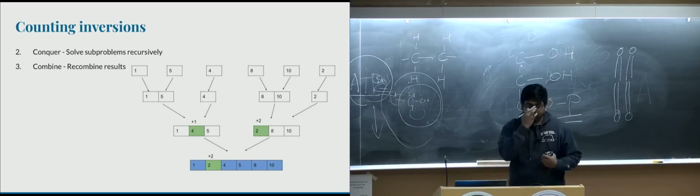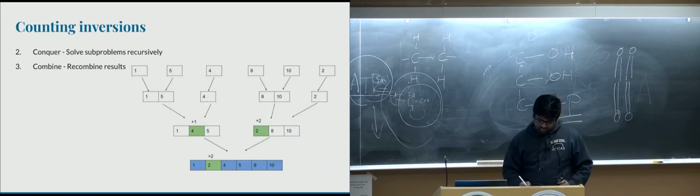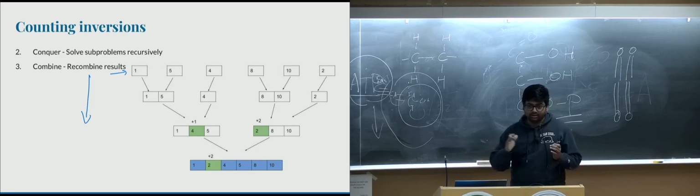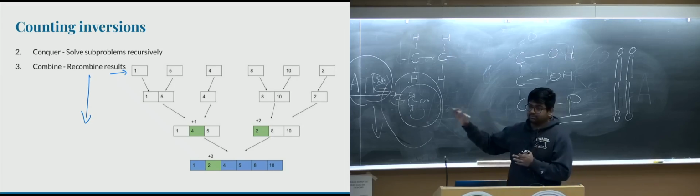So we have simply flipped this tree, and we'll go in this direction. What happens is we combine 1 and 5. This is the combine step. Nothing changes, right? 1 and 5 are in the exact same position, so no inversions. Same thing for 4, for 8 and 10, and 2 as well. They are still in the exact same positions.